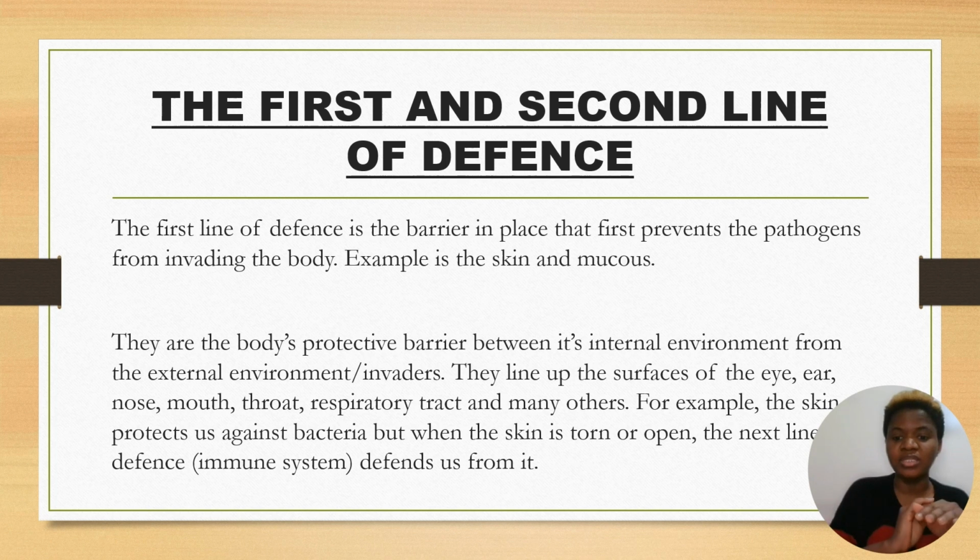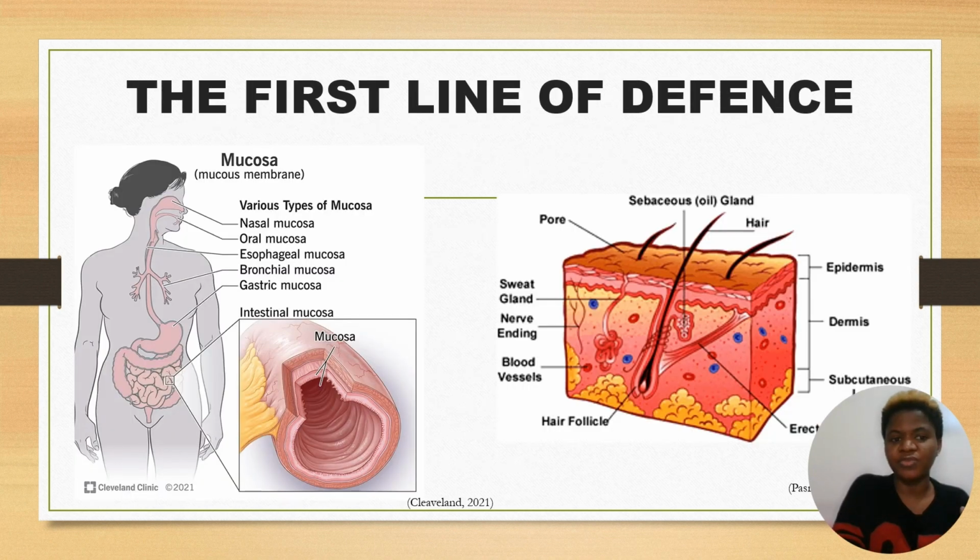So our skin has a protective layer that is not conducive for viruses or for infections to go into. So they are the body's protective barrier between its internal environment and external invaders. They line the surfaces of the eye, ear, nose, mouth, throat, respiratory tract, and many others. For example, the skin protects us from bacteria, just as I've mentioned. This is a typical example of the first line of defense.